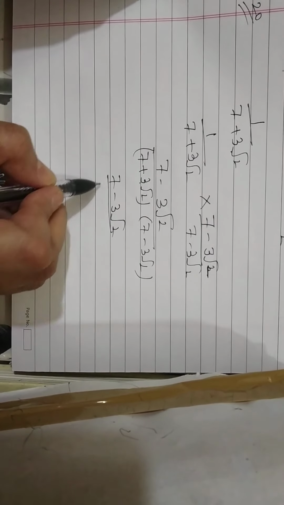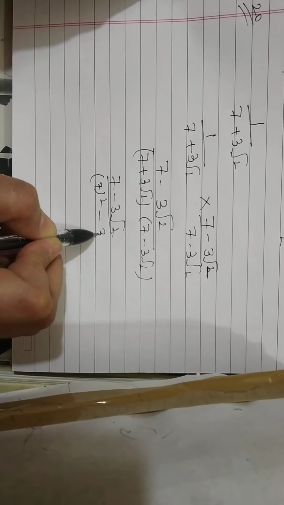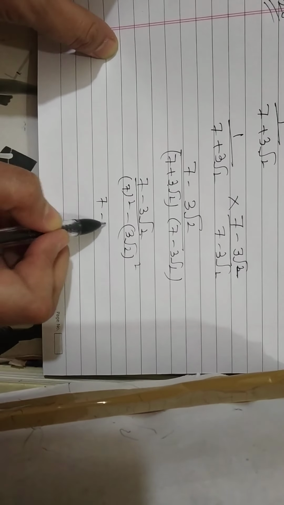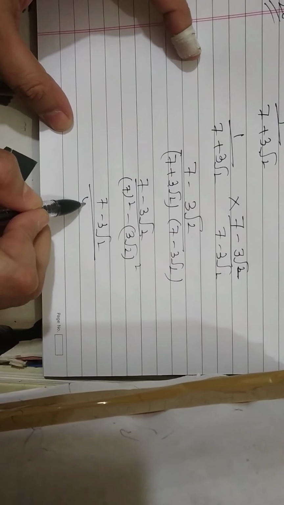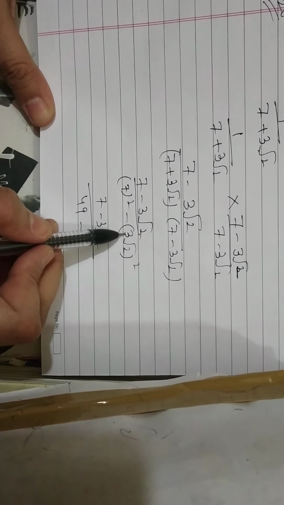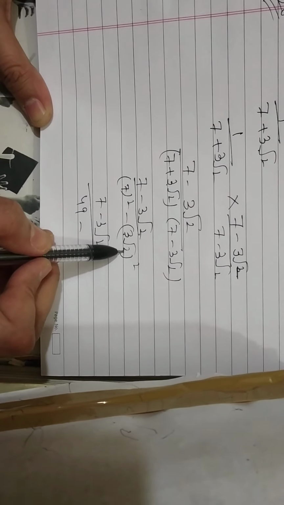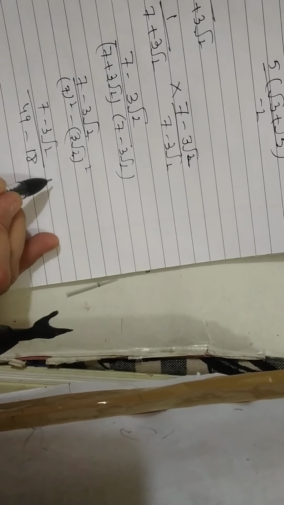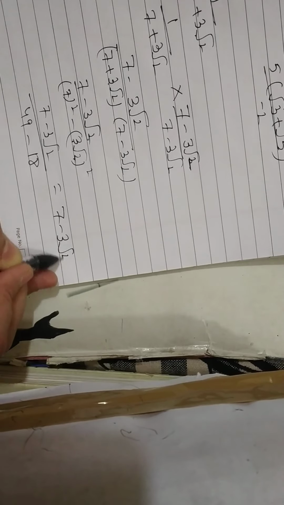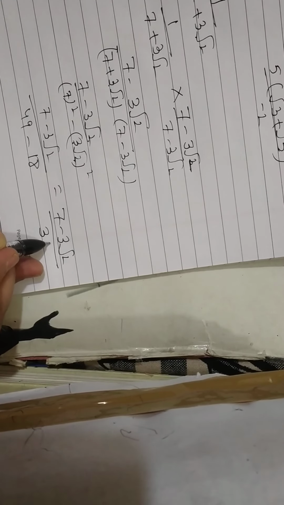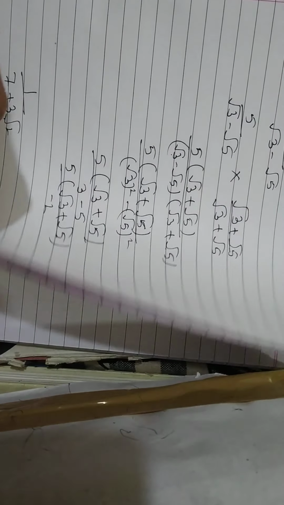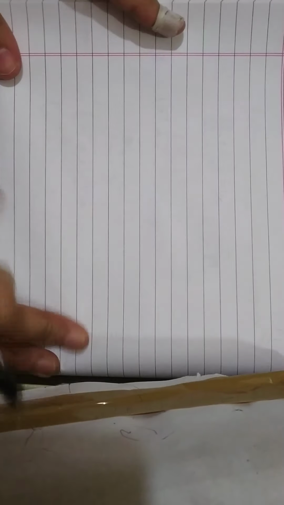Here a plus b, a minus b. A square minus 3 root 2 square. Keep the numerator like that. This is 49. See, 3 square is 9, root 2 square is 2, 9 twos are 18. So this will be 7 minus 3 root 2 upon 31. On this basis, we are going to solve exercise 1.5.